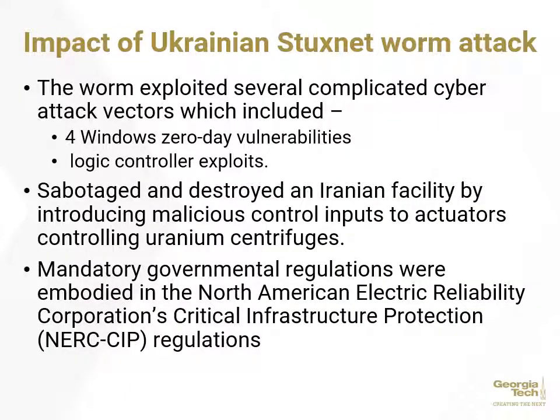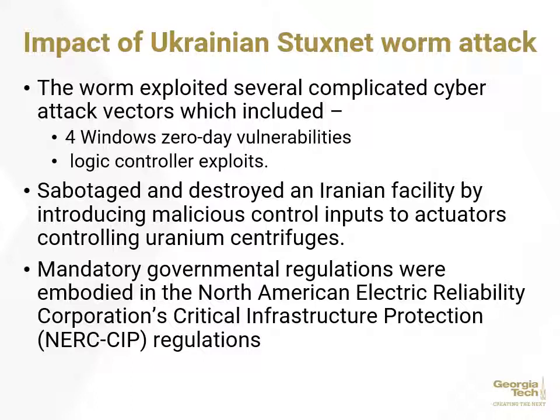So due to all these, we can discuss the impact of the Ukrainian Stuxnet worm attack. So in a little more detail, what the Stuxnet worm did, it actually exploited several complicated cyber attack vectors, and that included Windows zero-day vulnerabilities and logic controller exploits. As a part of that, they sabotaged and destroyed an Iranian facility. They introduced malicious control inputs to the actuators which were controlling the uranium centrifuges, and we know how dangerous that can be when they actually attack a nuclear facility.